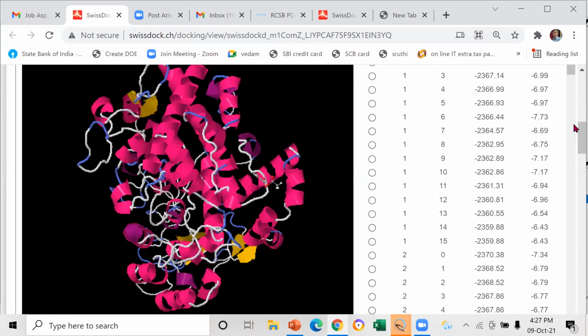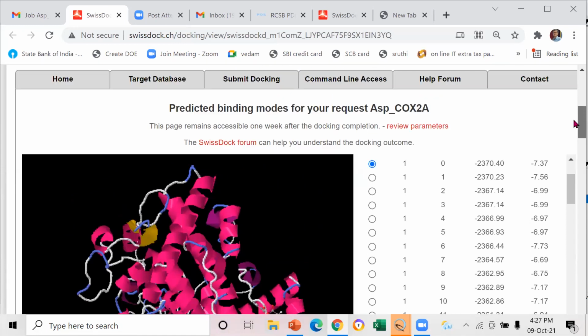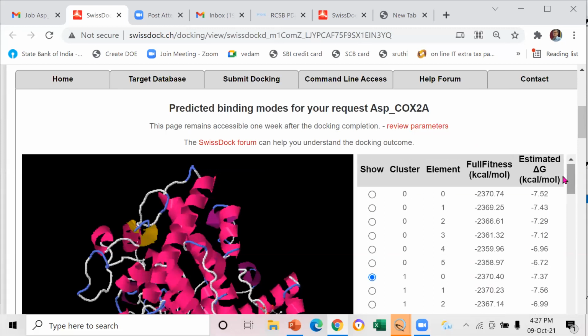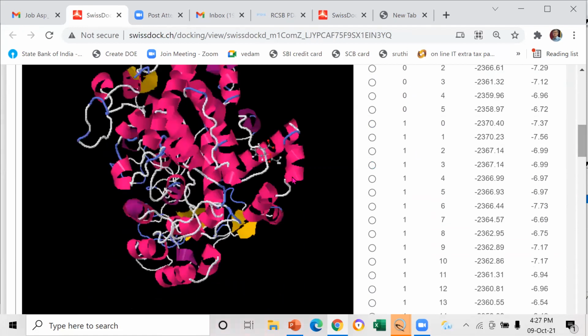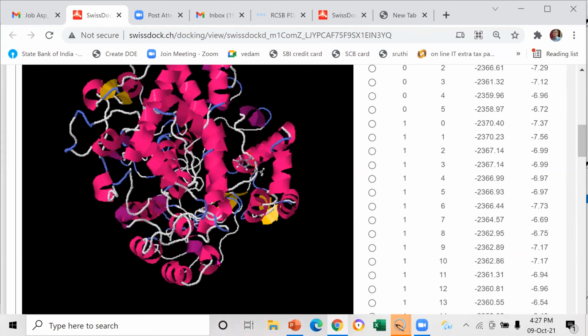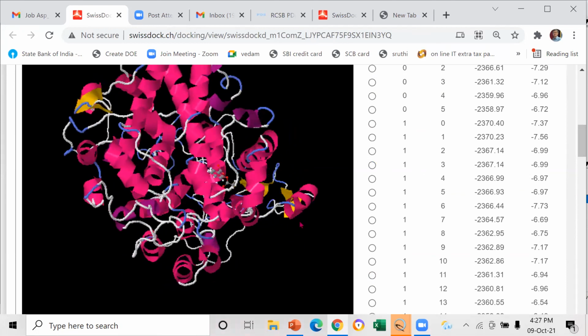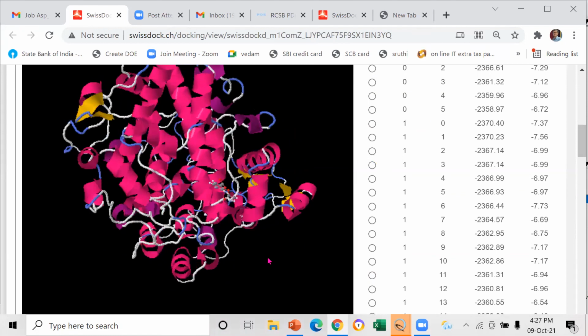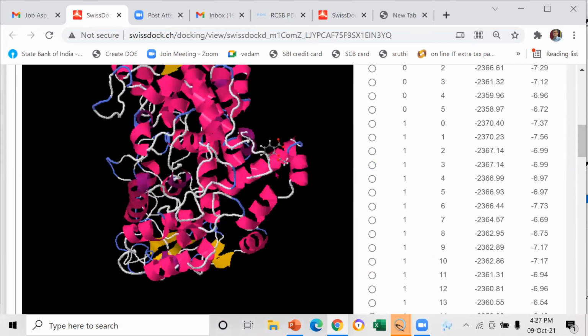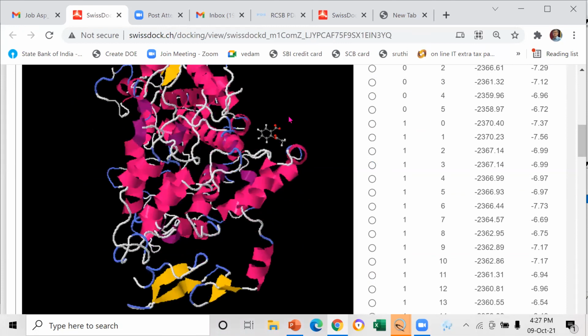Look at the topmost one. It is giving cluster 0, with energy minus 1.37. Oh, sorry, topmost one, cluster 0, delta G is given as minus 1.52. Can you rotate the molecule? Can you see the aspirin, acetylsalicylic acid? It will be here, in my picture. So you also must be able to see.